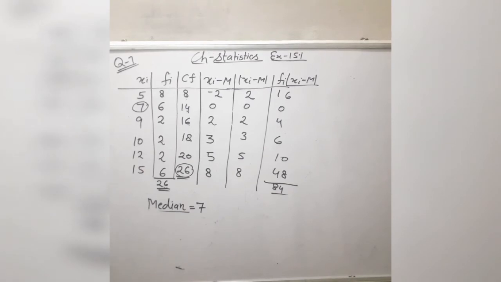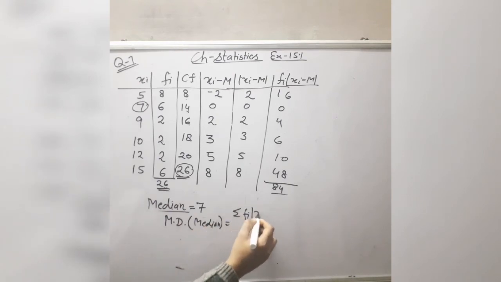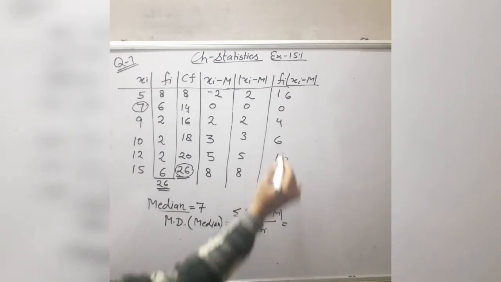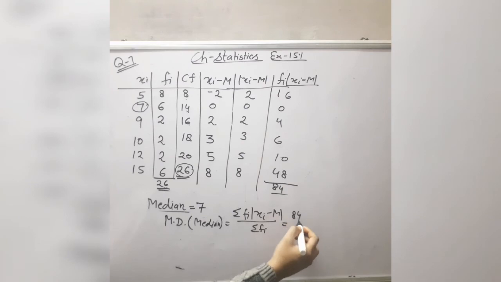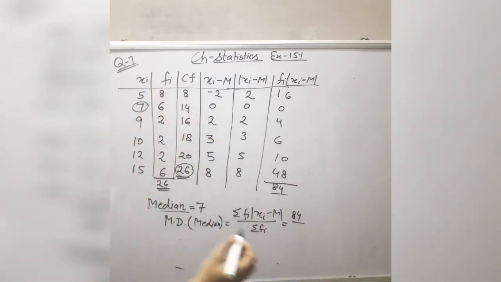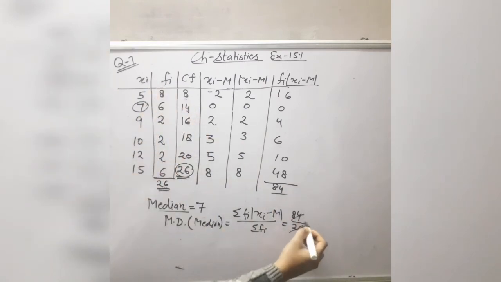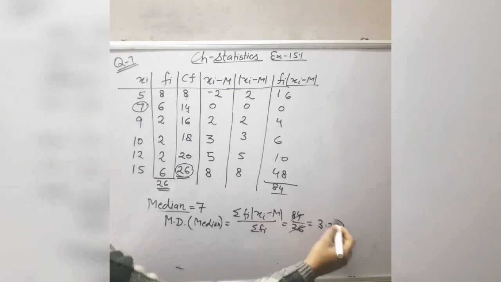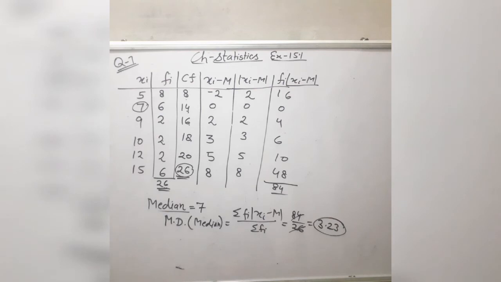So now we will calculate the mean deviation. Now see, what is the formula for mean deviation about median? Mean deviation about median is equal to summation fi mod xi minus m divided by summation fi. So what is the sum of this column? 84, and the sum of all the frequencies is 26. So 84 by 26 is equal to 3.23. So this is the value of the mean deviation.